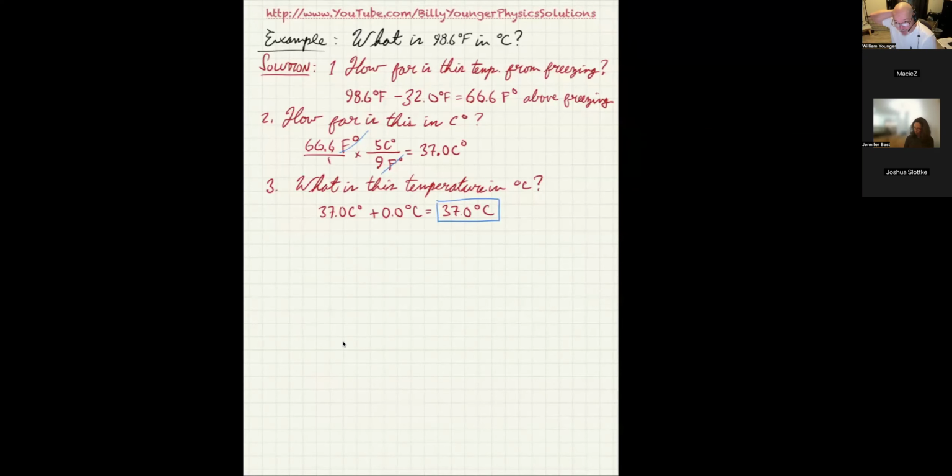Now, I'm not requiring you to convert between Rankine and Fahrenheit, but I will require you to convert between Celsius and Fahrenheit, or Fahrenheit and Celsius, as well as between Celsius and Kelvin. Specifically because we're covering the ideal gas law, and the ideal gas law requires you to use the temperature in Kelvin. You cannot use anything but Kelvin in the ideal gas law. So, anybody have any questions on that one?